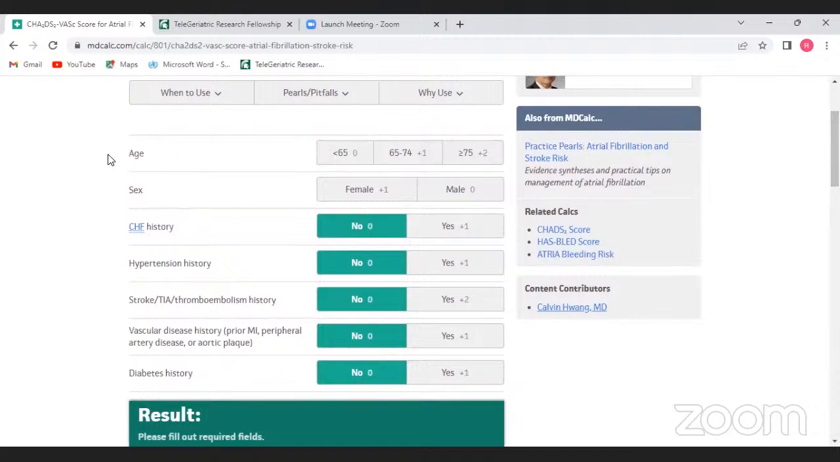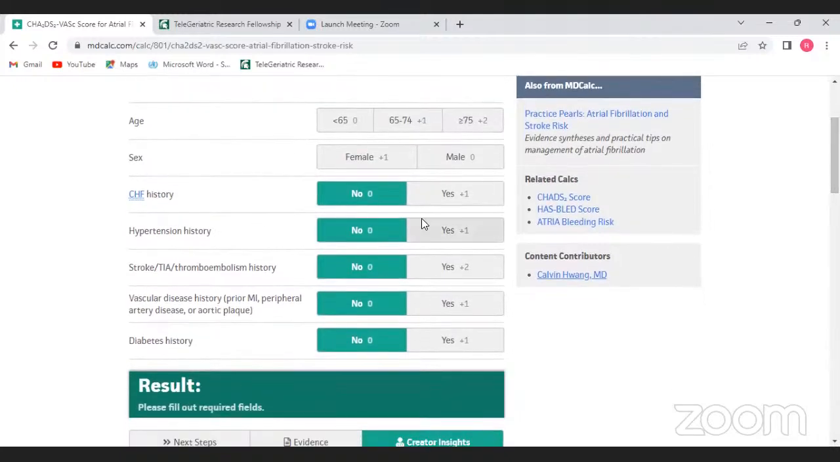So here we have the variables used for this score. Age less than 65 gives a score of 0, 65 to 74 a score of 1, and greater than or equal to 75 gives a score of 2. Sex: female, a score of 1, and male, a score of 0. History of congestive heart failure and hypertension each give a score of 1.